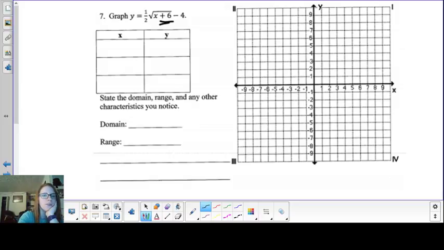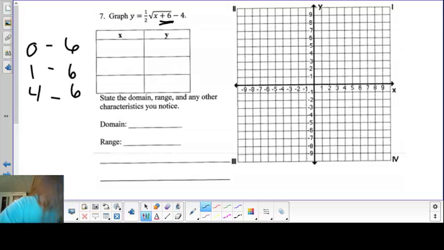So if we are positive, we're going to go left. So I have my 0, my 1, and my 4. Left is negative. I'm going to subtract 6. 0 minus 6 is negative 6. 1 minus 6 is negative 5. 4 minus 6 is negative 2.